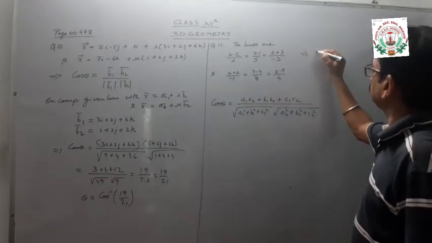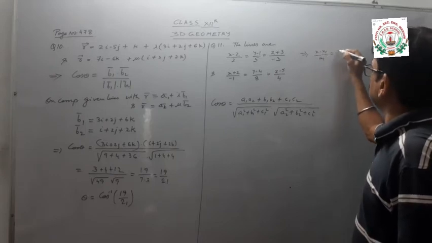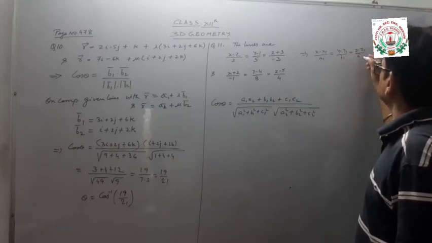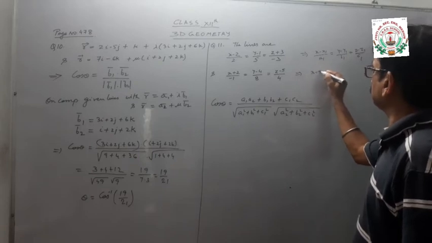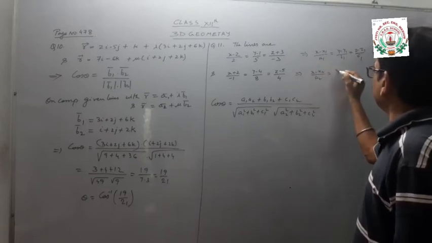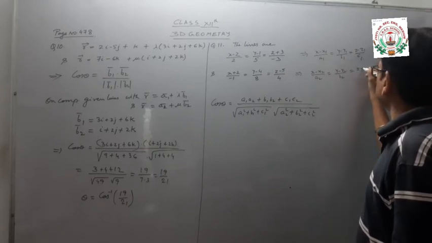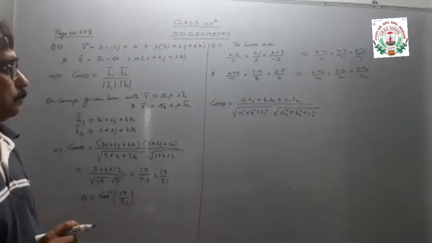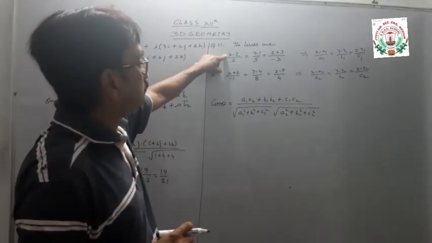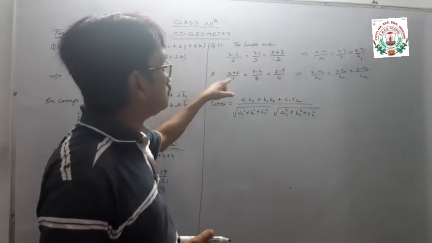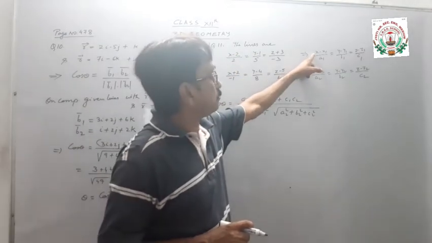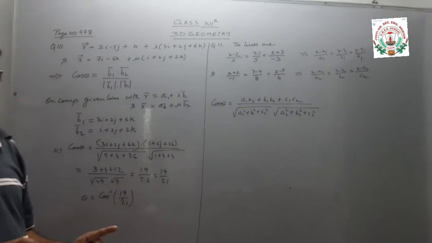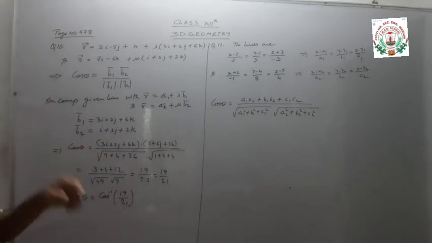This equation I am going to compare with the general equation x minus x1 upon a1, y minus y1 upon b1, z minus z1 upon c1, and the second equation I am going to compare with x minus x2 upon a2, y minus y2 upon b2, z minus z2 upon c2. Now here be careful in symmetric form. The coefficient of x, y and z in both equations should always be 1 in the formula. If it is not 1, then it has to be converted to 1.